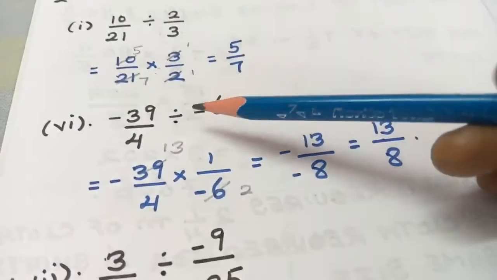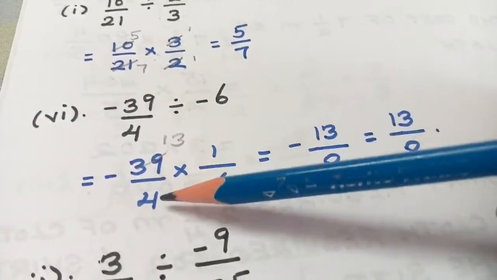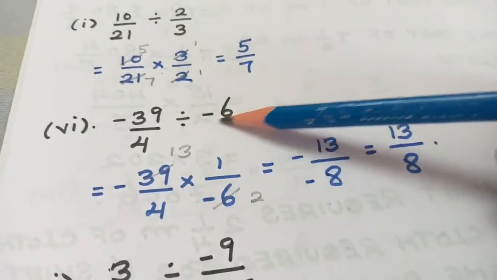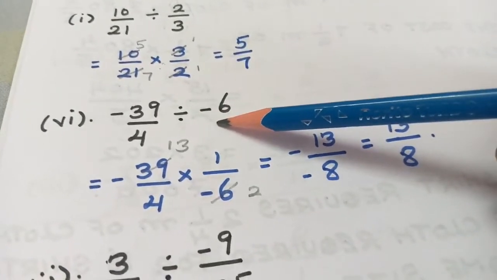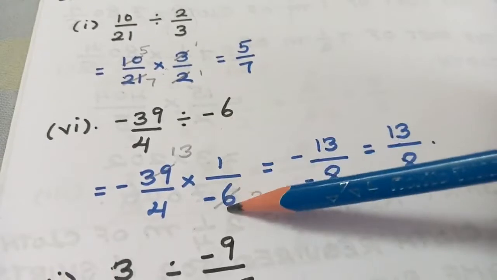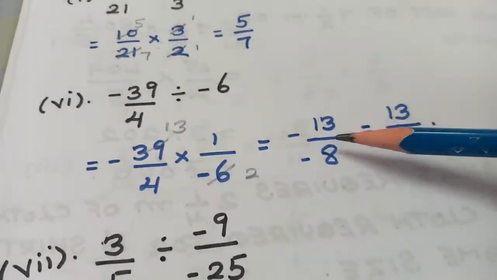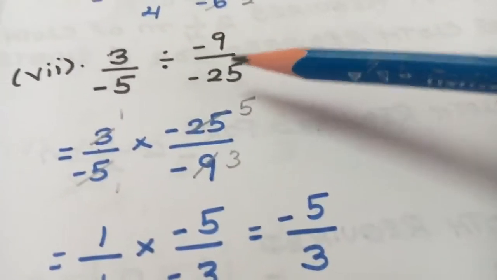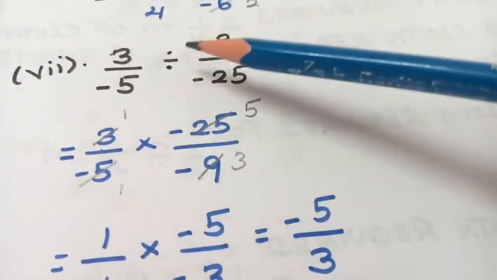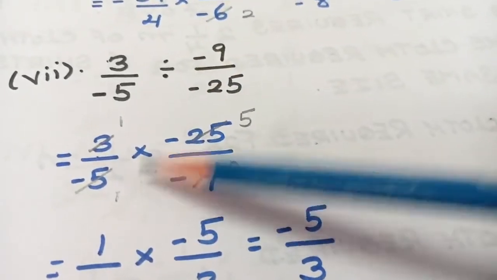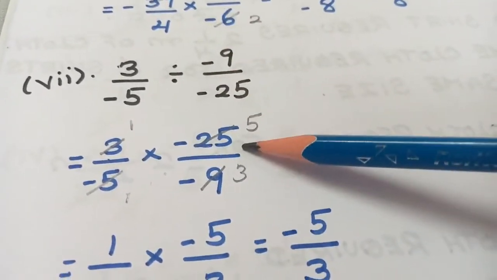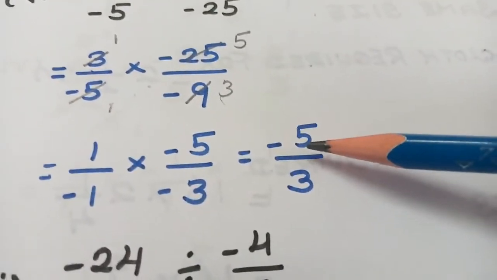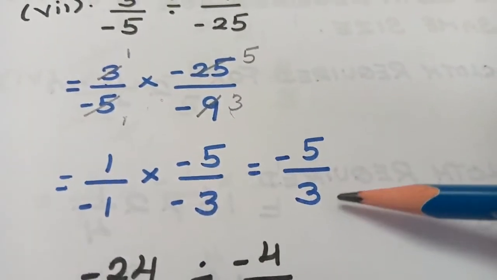5/7. Similarly, minus 39/4 will remain as it is. Convert division into multiplication; if there is no denominator value, it is going to be 1. So 1 by minus 6, calculate, you are going to get the answer as minus 13 by minus 8, which is nothing but 13 by 8. Similarly, this one also, convert this division into multiplication here, students, and this will be the reciprocal, that is minus 25 by minus 9. Simplify the term with the sign, and the final answer is going to be minus 5 by 3.